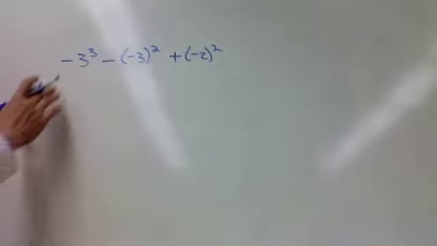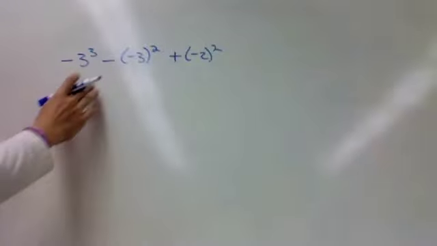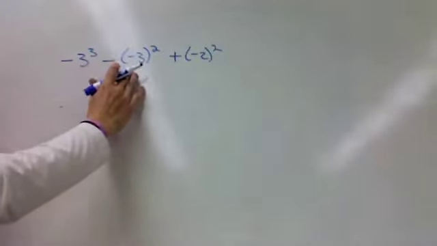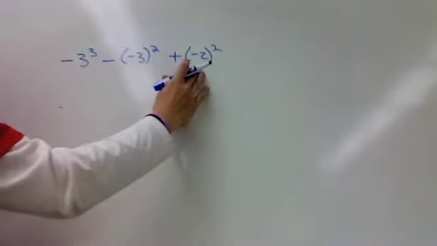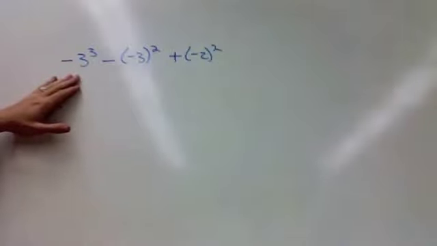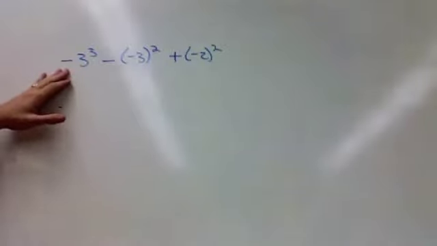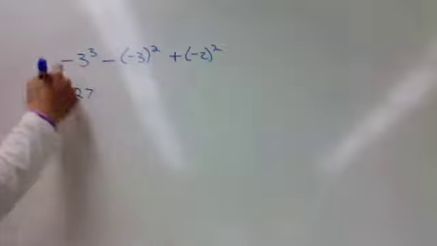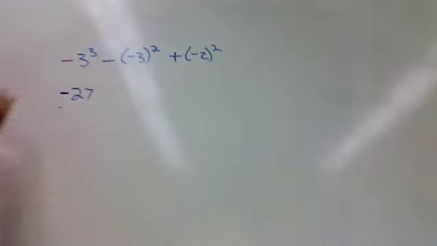So let's go ahead and look at another example here. We have negative 3 to the third power minus a negative 3 in parentheses to the second power plus a negative 2 in parentheses to the second power. We've got to be careful with our first term here. We see that that negative is not enclosed inside of parentheses, which means we're going to get 3 to the third power, which is 27. But we have to tack on our negative sign since it's outside, since there isn't a parentheses.